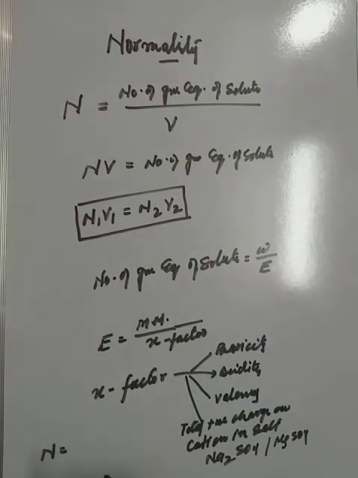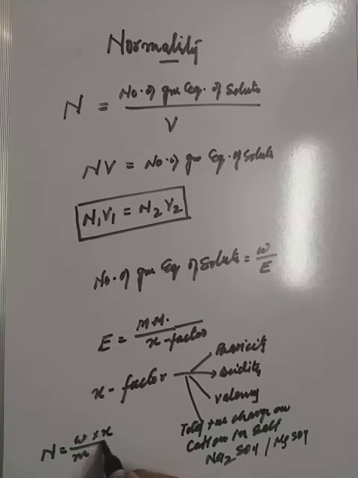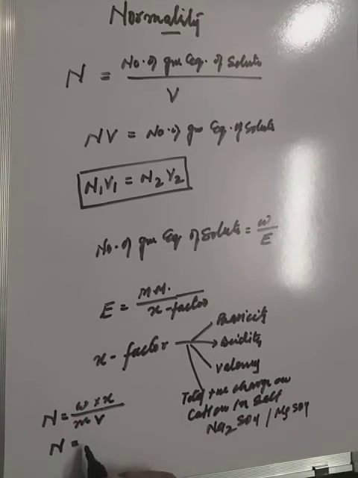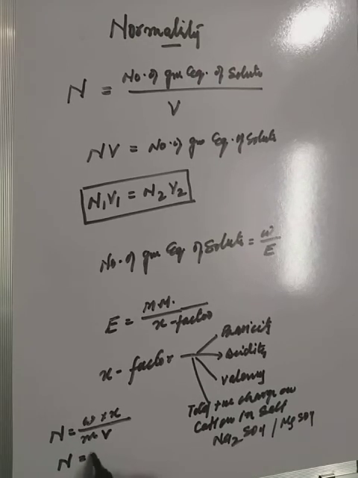So if you get the final formula of the normality, we can put all the things together: weight upon molecular mass, X factor will go up, and volume of solution is there. So that will be the molarity. So normality is equal to molarity into X factor, that is, W upon MV into X factor. So we can get these formulas also.